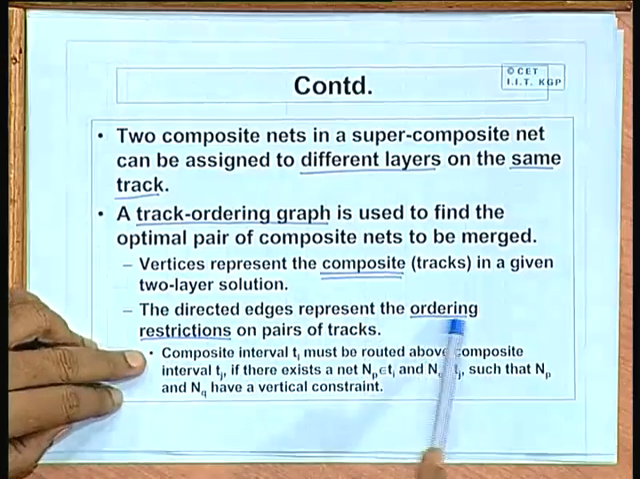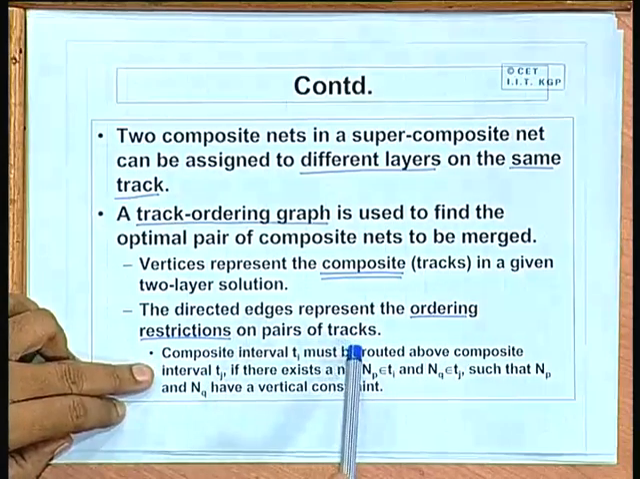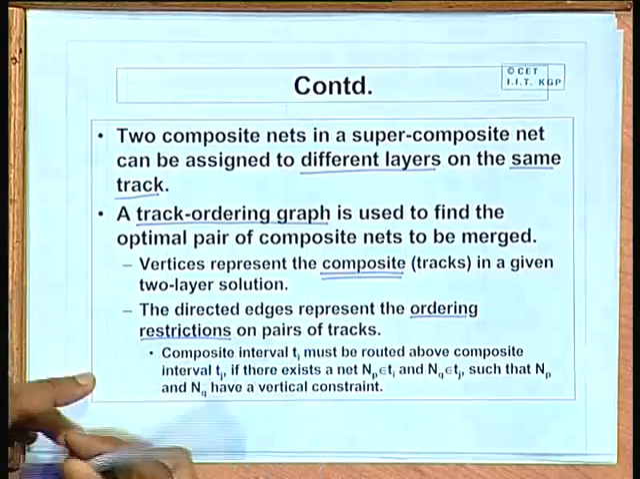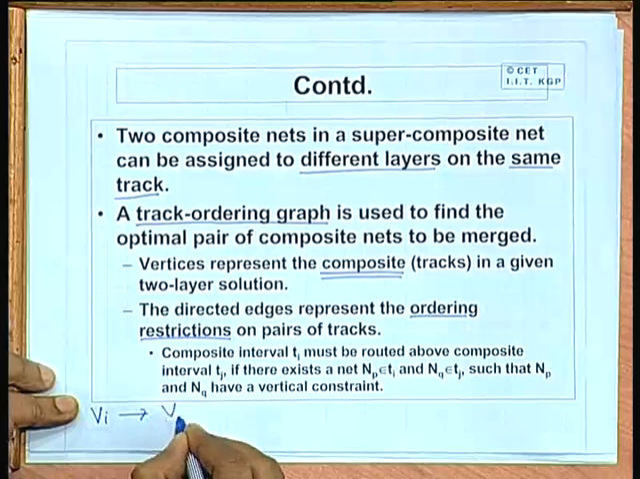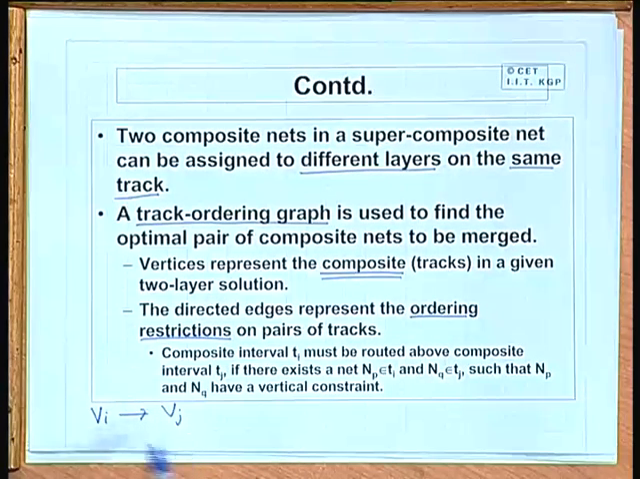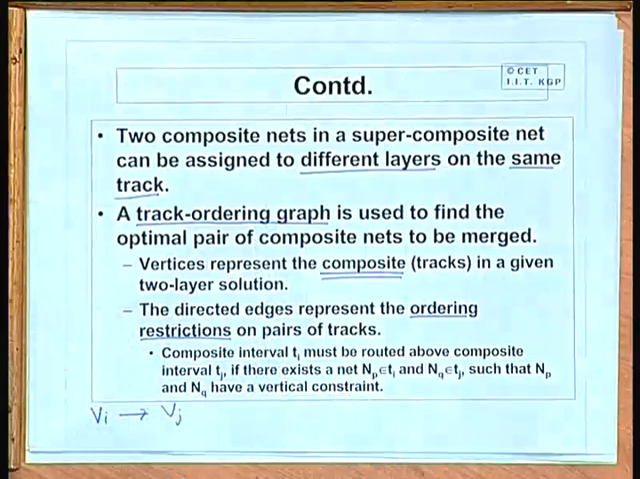Now, there will be some restriction here, as we will see. If there is an edge from, say, Vi to Vj, this will tell you that the composite net represented by Vi must be placed above the composite net corresponding to Vj. There are some vertical constraints which will require Vi to be placed above Vj. So, these edges in the track ordering graph will give you some idea regarding the ordering in which the tracks can be assigned. That is why it is called a track ordering graph.